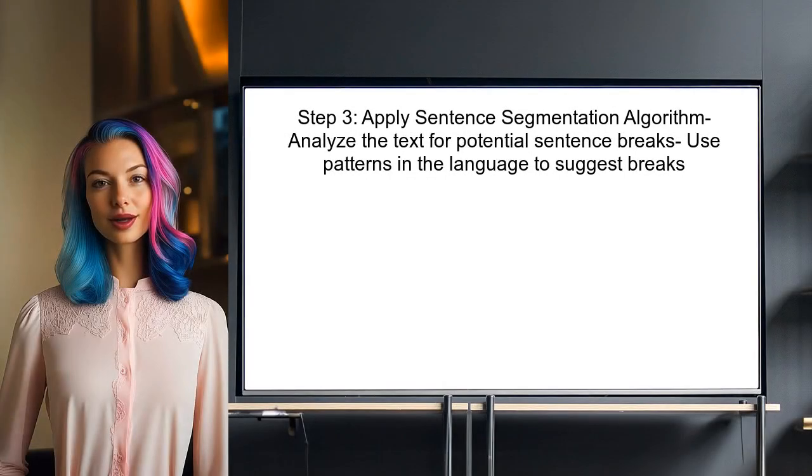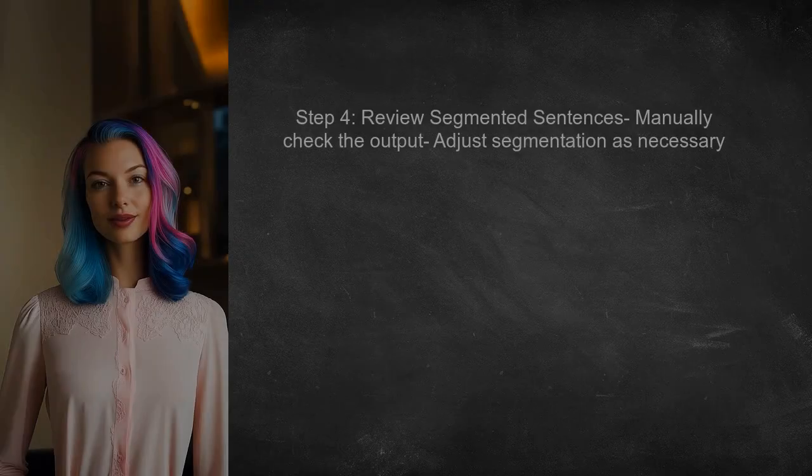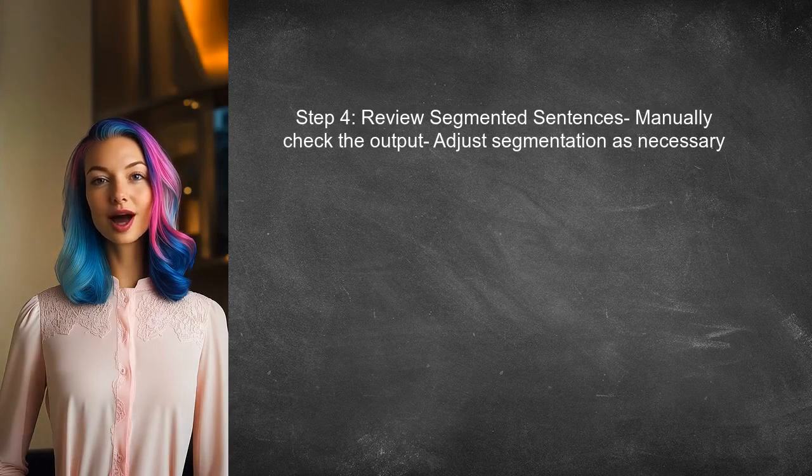After pre-processing, the user can apply a sentence segmentation algorithm. This algorithm will analyze the text and suggest potential sentence breaks based on patterns in the language. Finally, the user should review the segmented sentences. It's important to manually check the output to ensure that the segmentation makes sense and adjust as necessary.